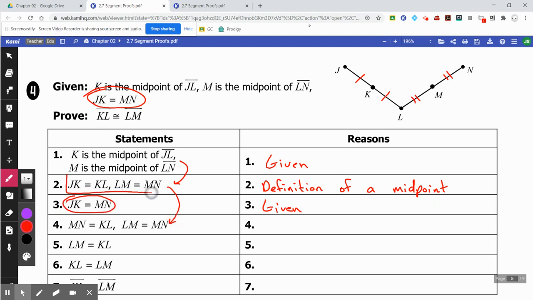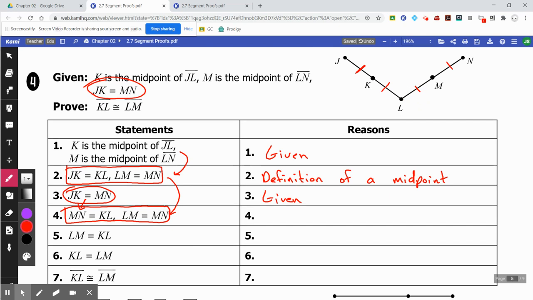In step number 2, we said that because of the definition of a midpoint, we knew these were true. Well, notice this is the exact same thing, except we've taken out JK and replaced it with MN. So again, when we were going through, asking what do we know is true, since we were given that those were true, we could substitute that fact in, and that means that these must also be equal as well. So therefore, we used our substitution property there.